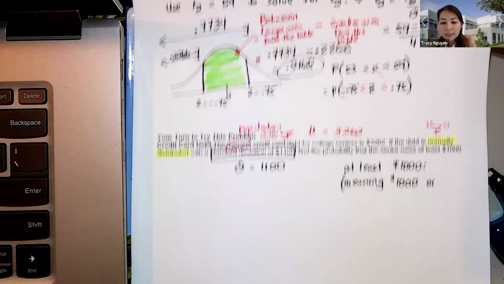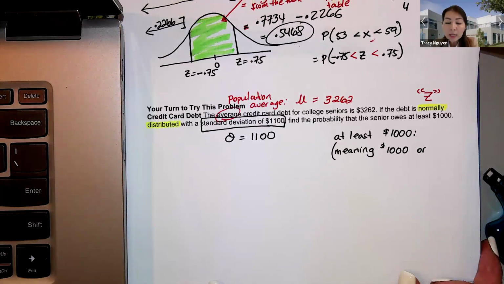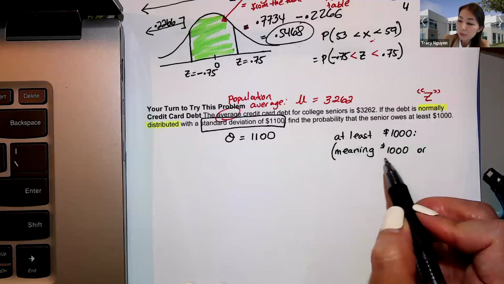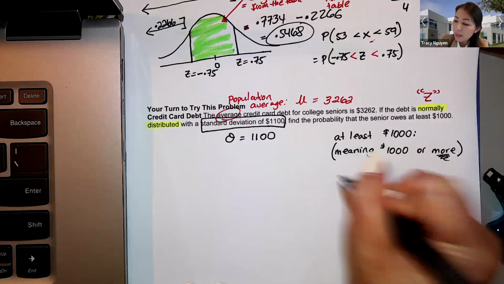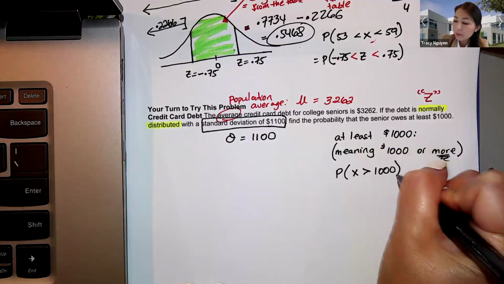Students often get the language of at least and at most mixed up, and we talk about the language of at least and at most in section 5.3. The way to remember at least is to relate it to something that you already know. At least 18 in order to vote, meaning that you have to be 18 or older. Or at least 21 in order to drink, meaning you have to be 21 or older in order to drink. So this helps us to know which way it goes. At least 1,000 means 1,000 or more, okay? So we're looking for the probability of X is greater than 1,000.